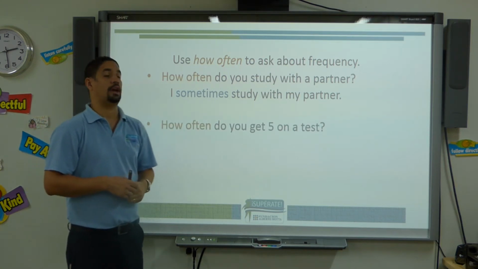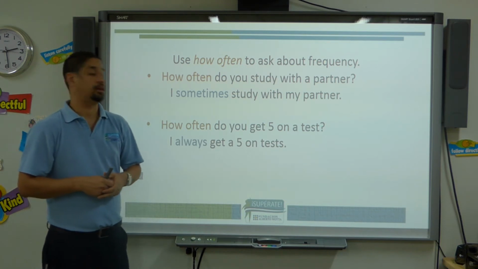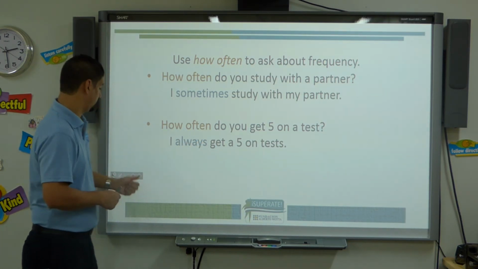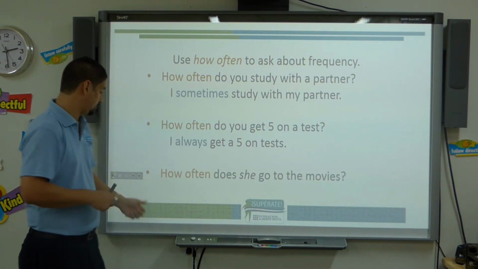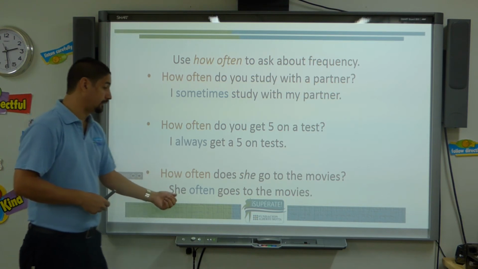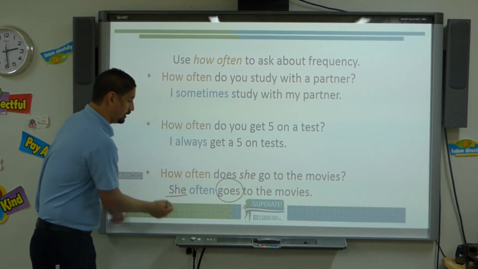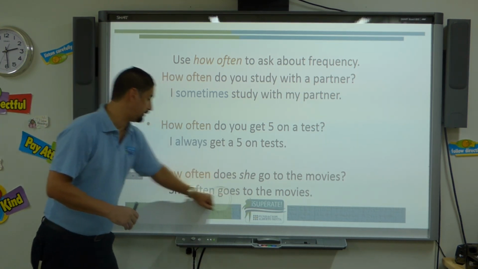How often do you get 5 on a test? I always get 5 on a test. Frequency adverb, then the verb. How often does she go to the movies? She often goes to the movies. Remember, third person singular, she often goes to the movies. Let's erase this.